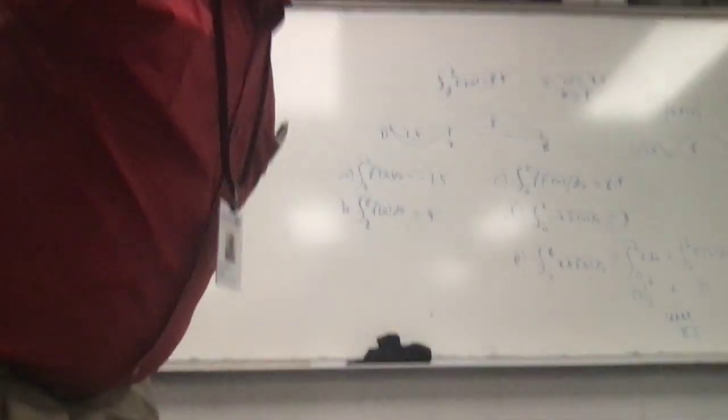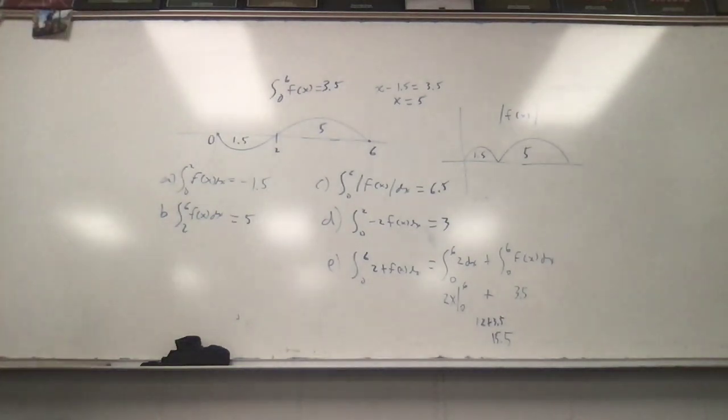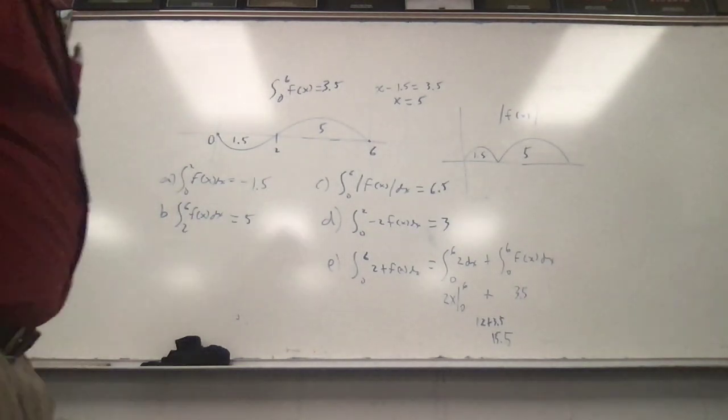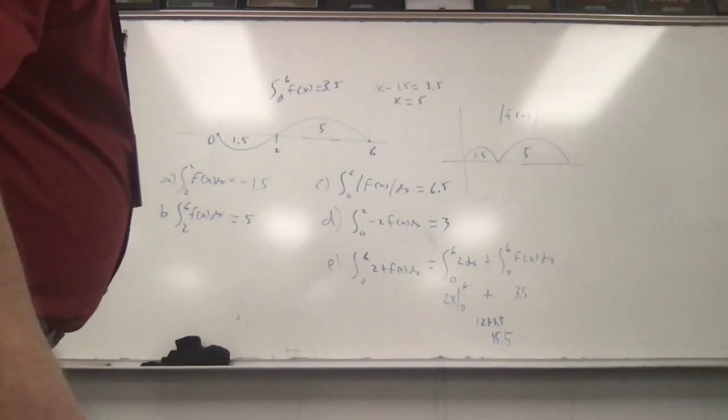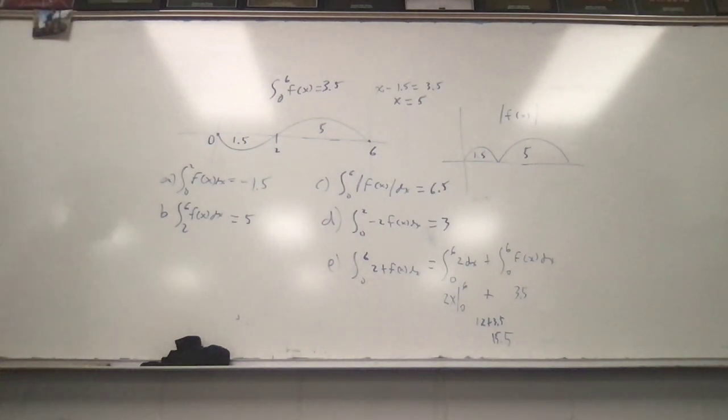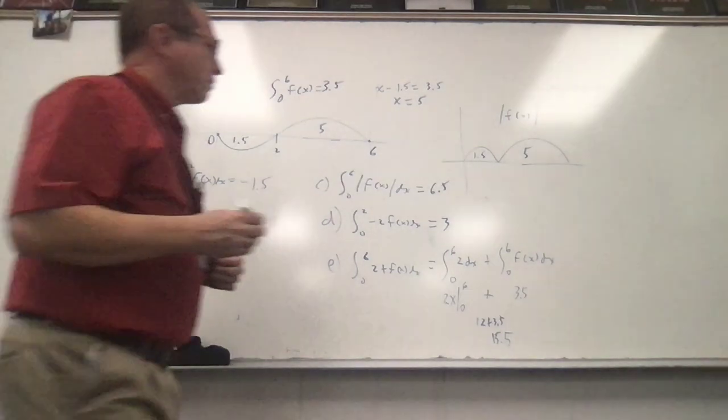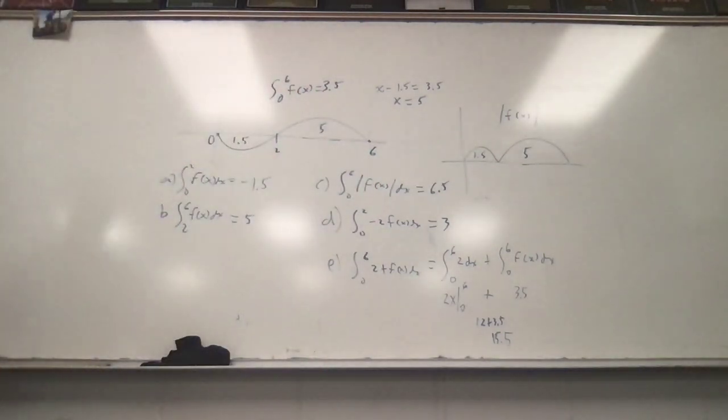We'll see if I got all that on the board. All right. So, is there a question about that? All right, let me take this off of the, well, no, we need to do the average value, right? So what would I do to calculate the average value of 0 to 6?